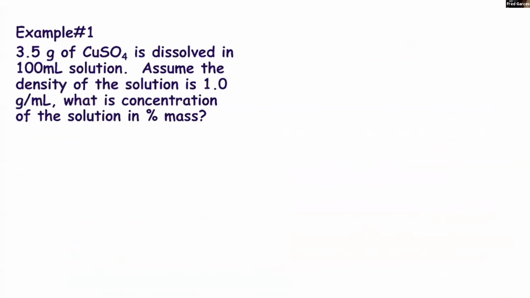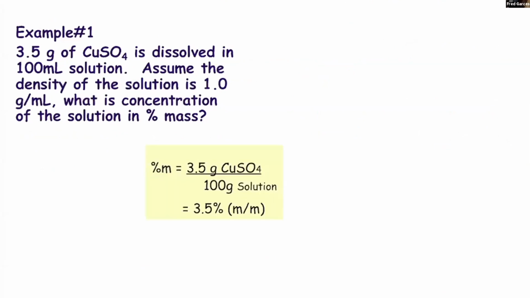Let's take, I think we did this last time. Again, just examples of how to do these types of calculations. You have 3.5 grams of copper sulfate dissolved in 100 milliliters of solution. Assume that the net density is 1. Whenever you see that, a density of 1, or you don't see a density, you need to make an assumption. If you don't see a density, then just write down, I'm assuming the density of the solution is 1.